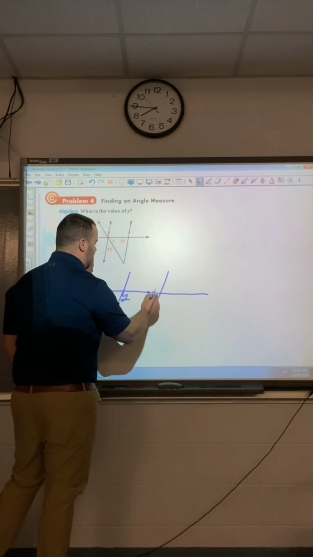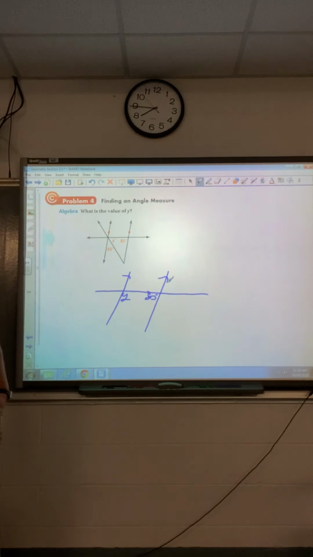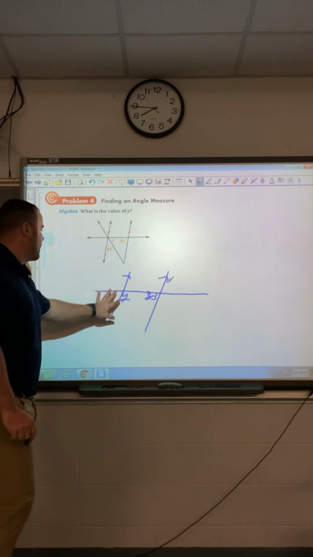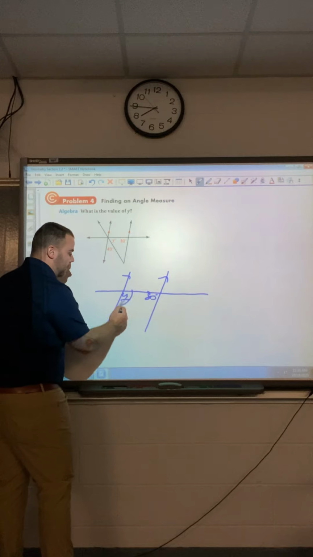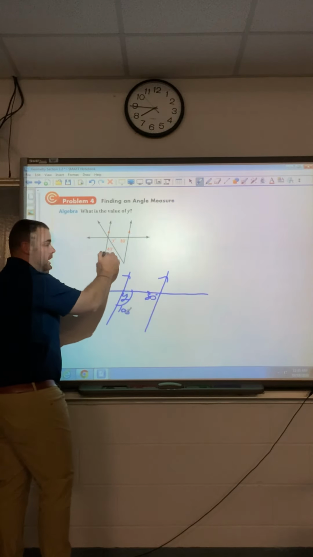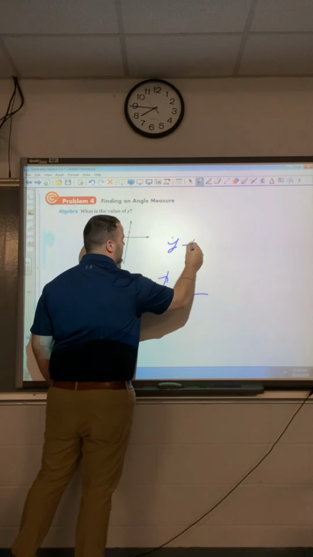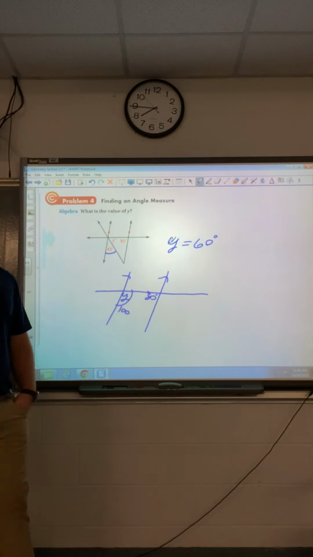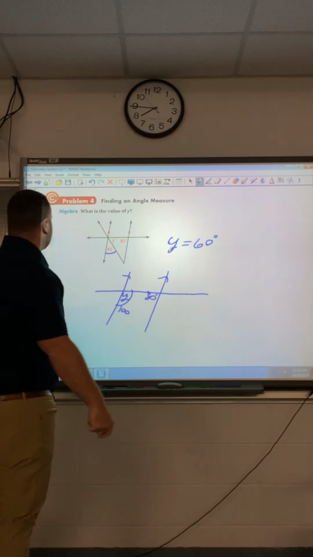Those are what? Same side interior? Yeah. Same side interior has to add up to 180. So let's think about it. What does this angle have to be? If that has to be 100 degrees, the whole thing has to be 100 degrees, right? But it tells you this part is 40. 100 minus 40, so that one's going to be 60. Y equals 60.